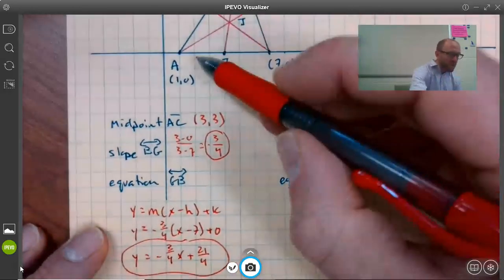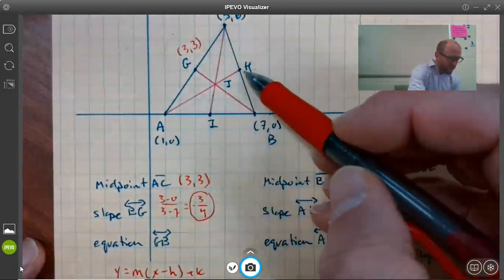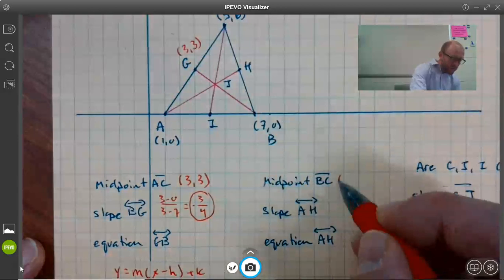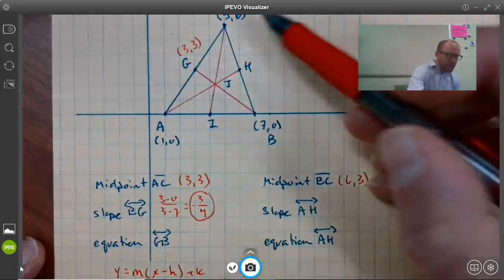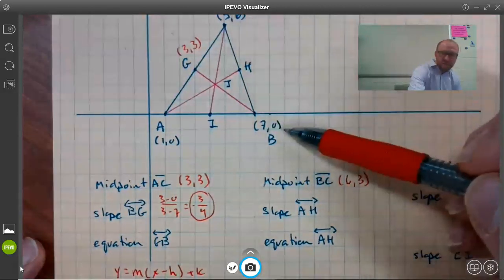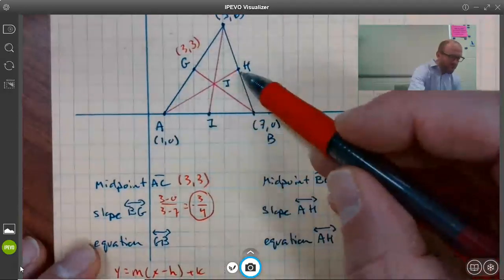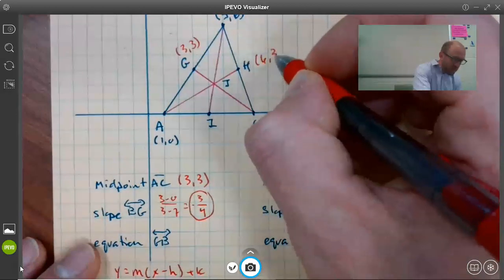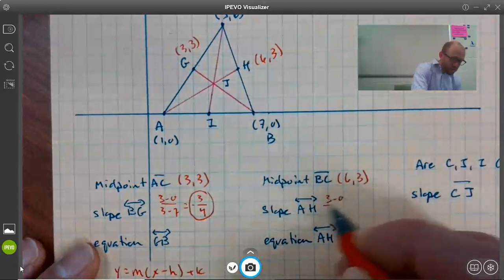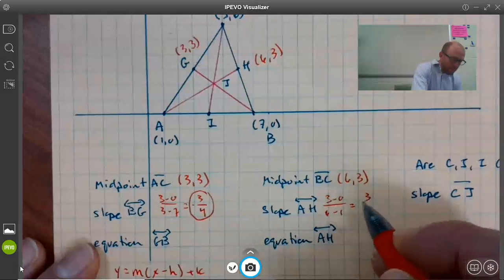Next equation, we're going to do from A to H. So we've got to find the midpoint here, which is 6, 3. And again, we could just use the midpoint formula. 5 plus 7 is 12, divided by 2 is 6. 6 plus 0 is 6, divided by 2 is 3. The slope of this segment here, so this is the point 6, 3, is 3 minus 0 over 6 minus 1, or 3/5.